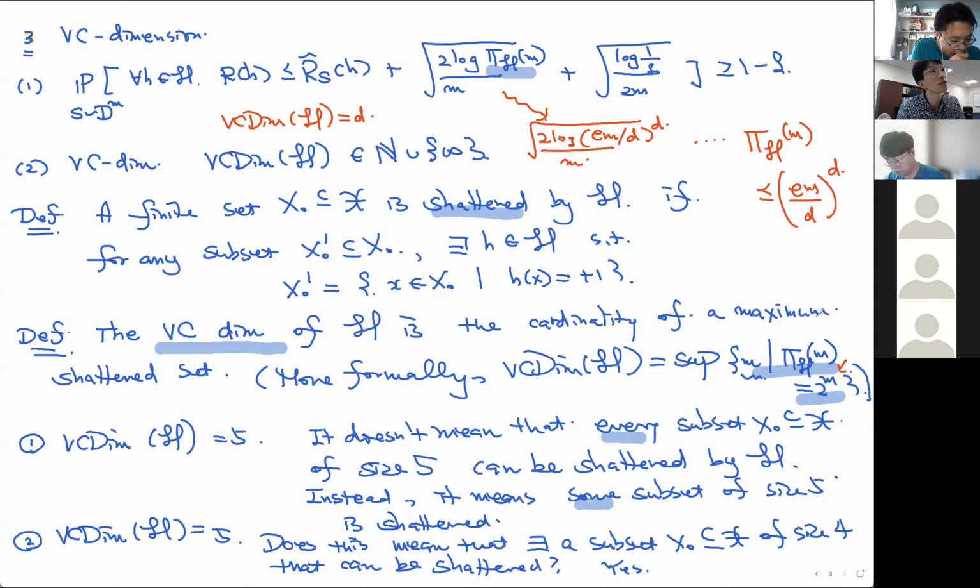So really, they say that if we have a VC dimension, this growth function is not growing like 2 to the m. Its exponent is not m. The exponent is going to be bounded by d. So it's going to be polynomial in m. This d will be the degree of the highest order.